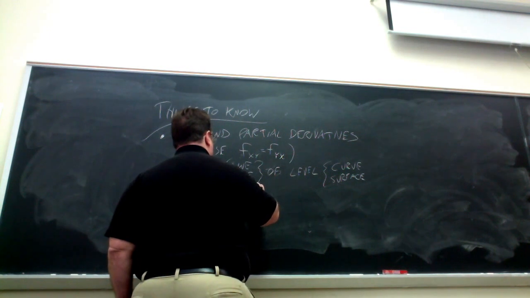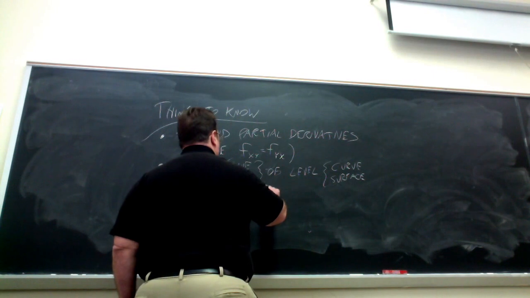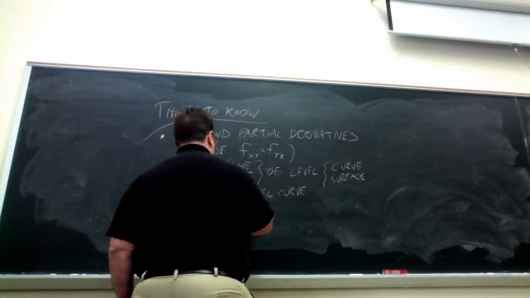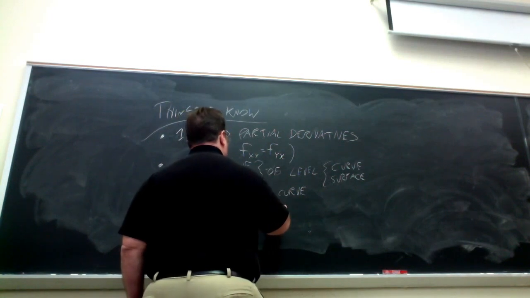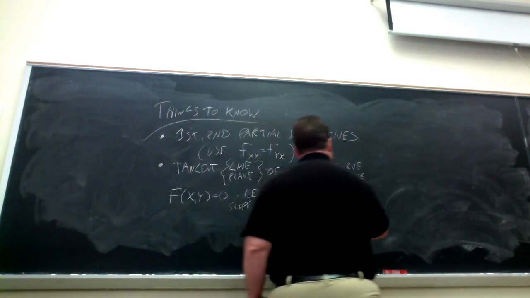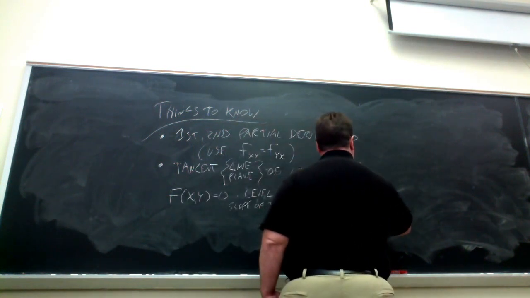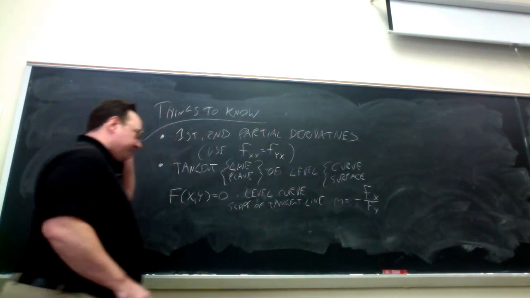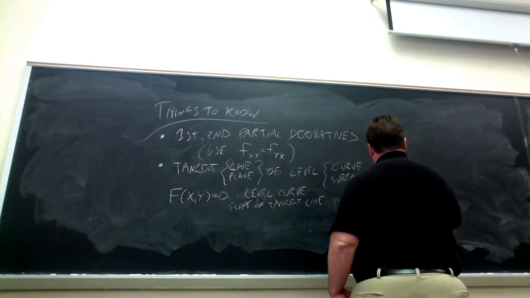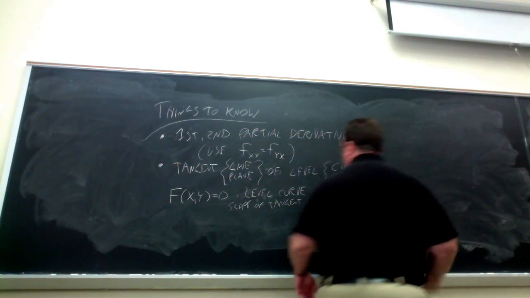That describes a level curve. So the slope of a tangent line, m, is minus f_x over f_y. So that would be dy/dx, assuming that f_y is non-zero.